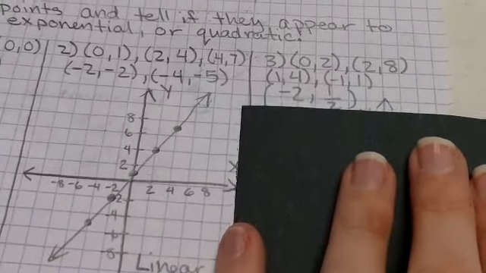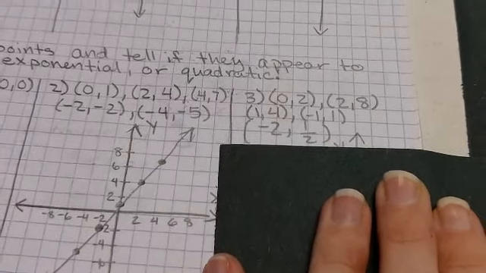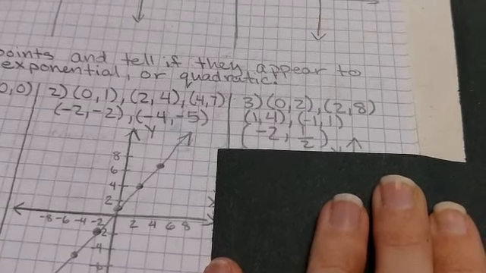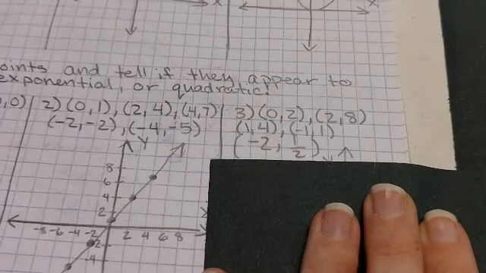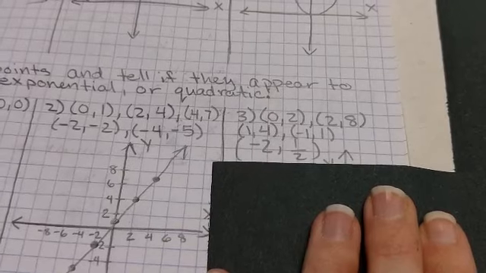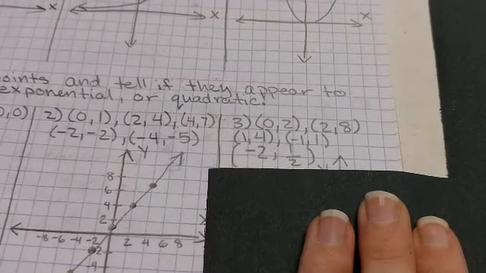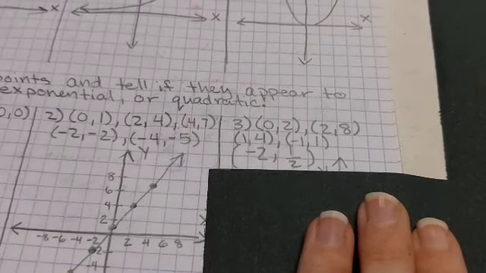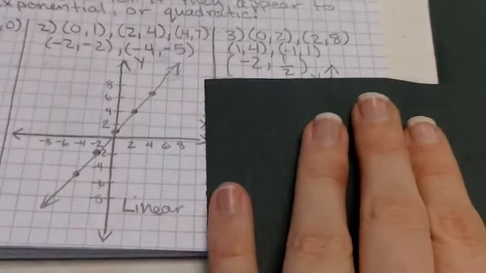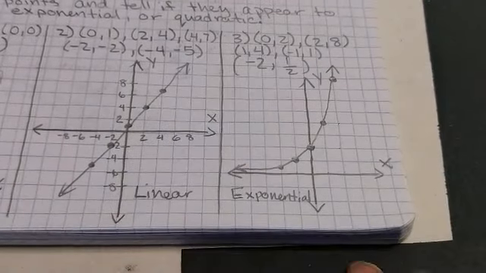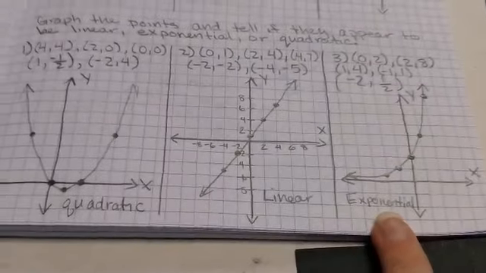Okay, number 3. We have 0, 2, 2, 8, 1, 4, negative 1, 1, negative 2, 1/2. So go ahead and graph those 5 points and then decide, is that going to be linear, exponential, or quadratic? For this one, we end up with this kind of J shape, which means it's going to be exponential.